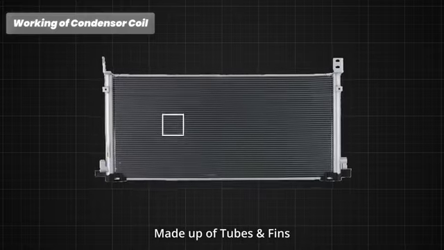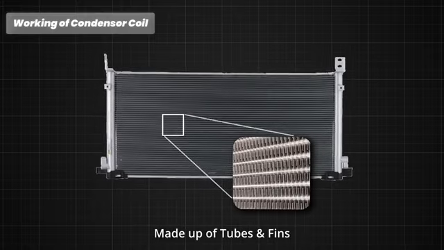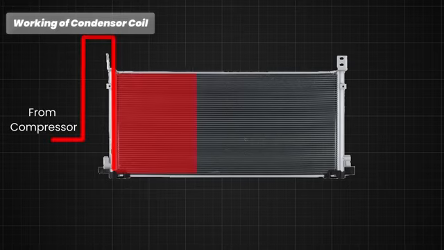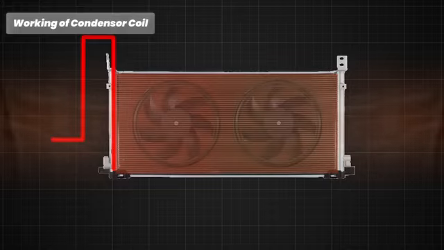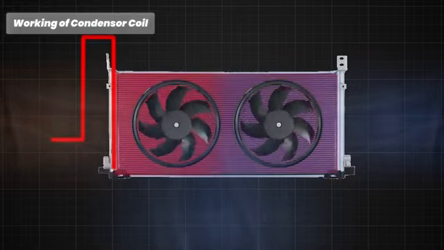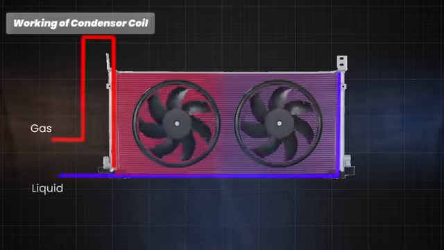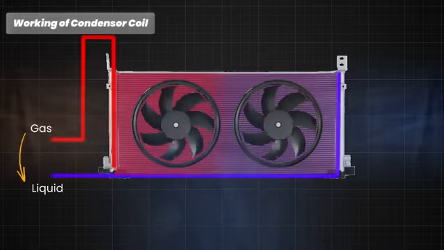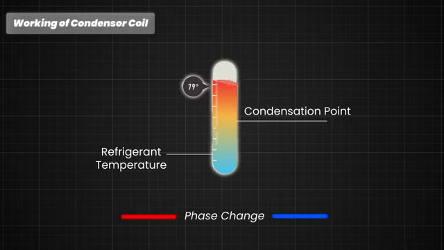The condenser is made up of a series of tubes and fins that provide a large surface area for heat exchange. As the hot refrigerant gas from the compressor flows through the condenser coils, it releases heat to the surrounding air. The condenser fan and vehicle motion ensure that sufficient air passes over the condenser to dissipate heat effectively, enhancing the cooling process. As the refrigerant loses heat, it begins to change from a high-pressure gas to a high-pressure liquid. This is called phase change. This phase change occurs because the refrigerant's temperature drops below its condensation point as it releases heat.